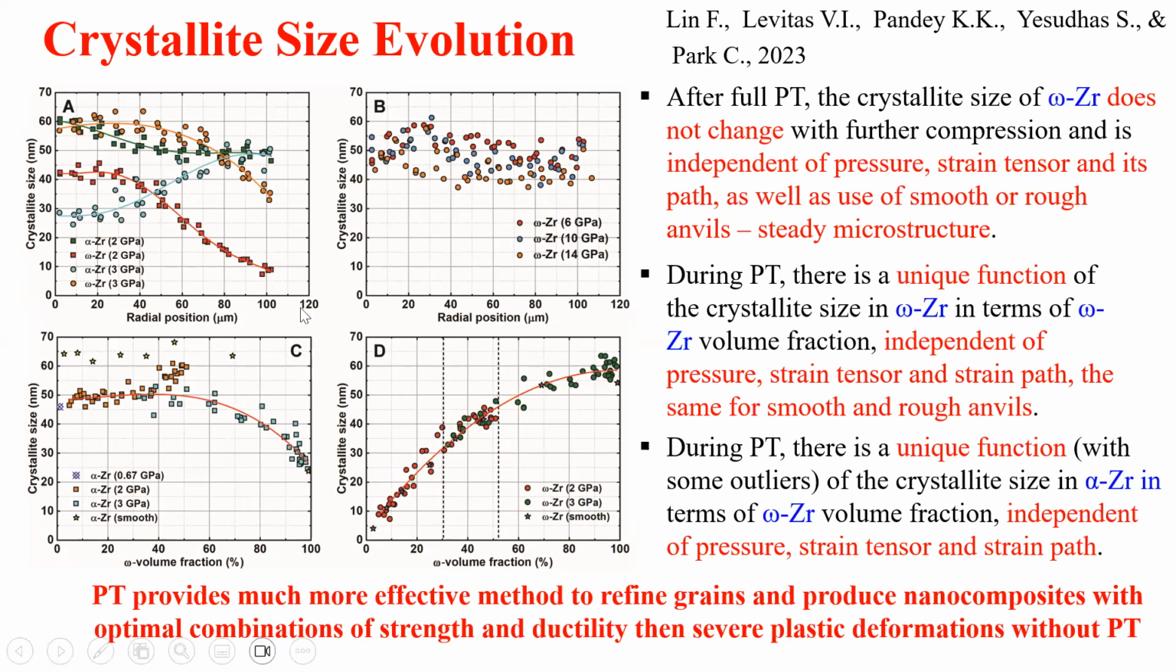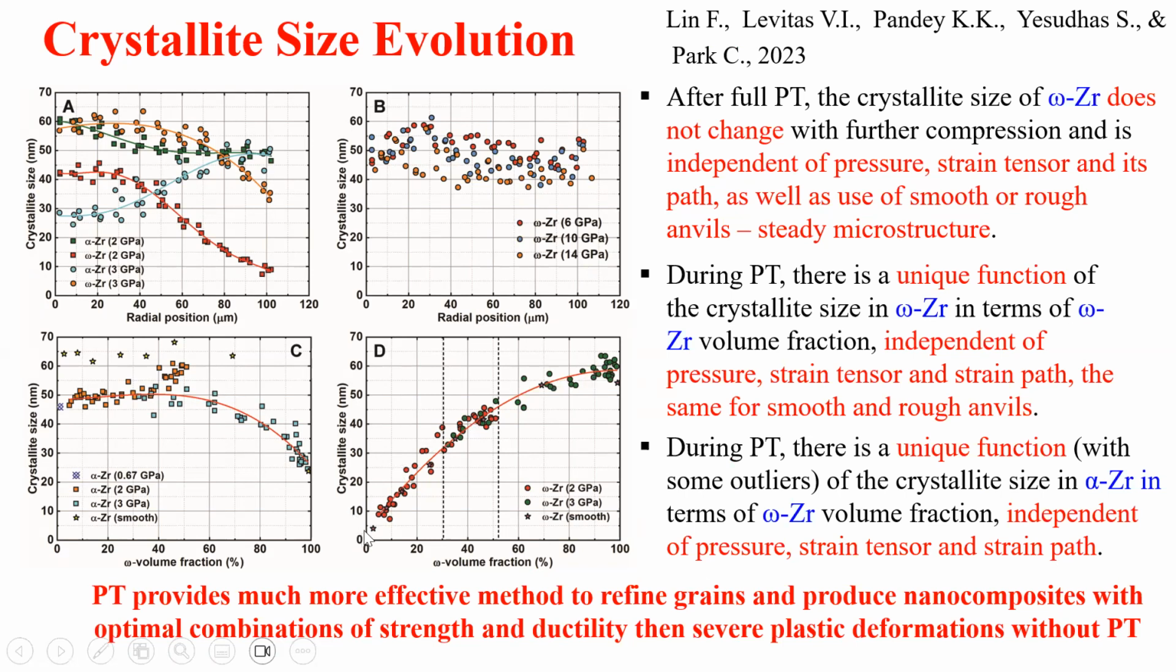So you see, we measure microstructure, crystallite size, the same for dislocation density. It's very heterogeneous initially, but then it's getting independent of radius. And that means that it's getting steady, independent of plastic strain and plastic strain path and even pressure. And during phase transformation, you see messy curves here. But when we plot all this data versus volume fraction of high pressure phase, we obtain a single curve. That means that during phase transformation, crystallite size depends only on volume fraction of high pressure phase and is independent of plastic strain tensor, plastic strain path, and pressure. And these are first rules in the field.